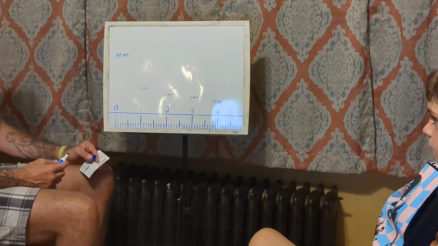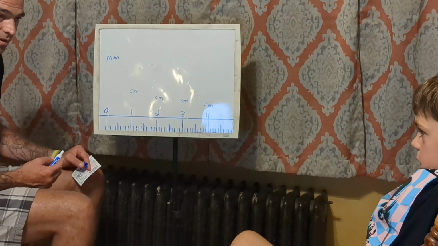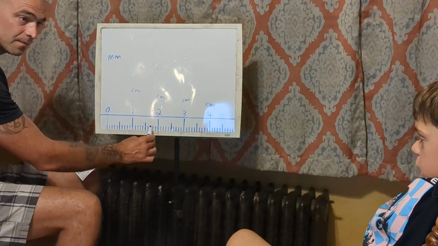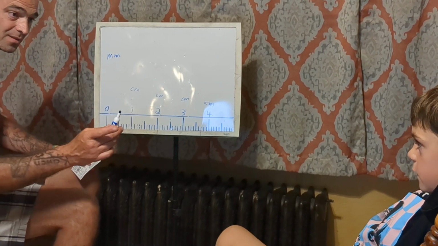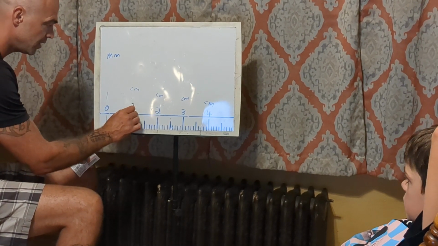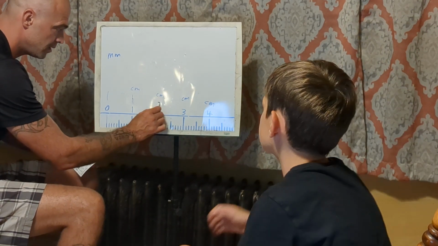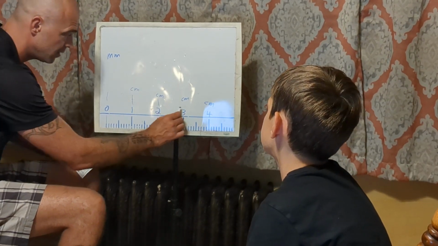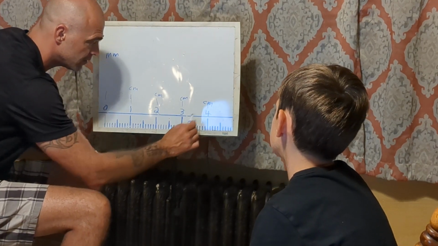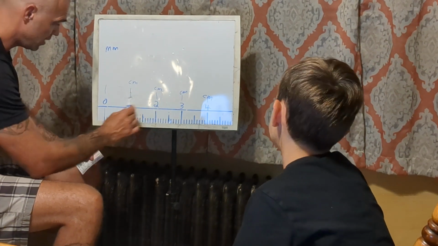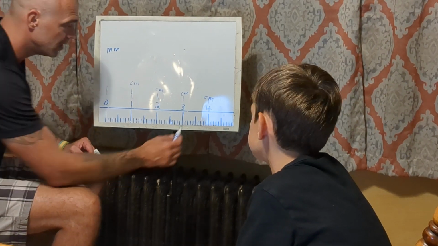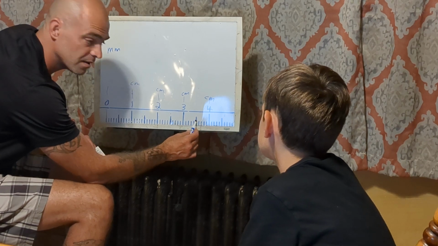Okay, what if there's a way that we can make this work a little faster? We know there's 10 in each spot, right? We could call this a group. This is a group of 10. This is a group of 10. And this is a group of 10, right? So we have 10, 20, 30, 40. Okay, so if I ask you what this one is, how many is there?